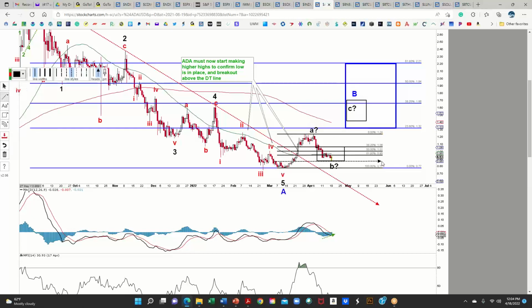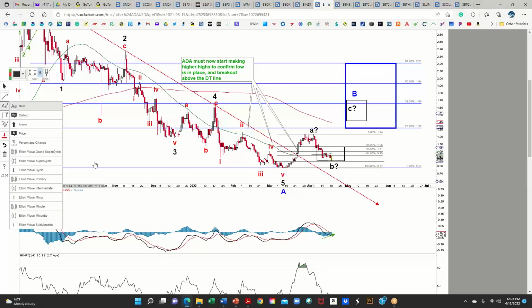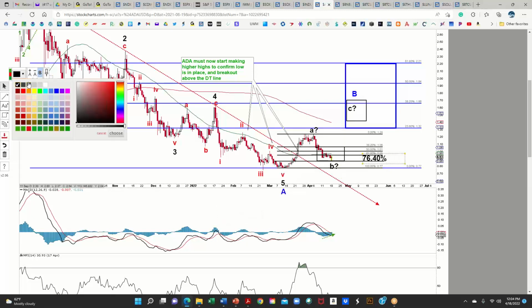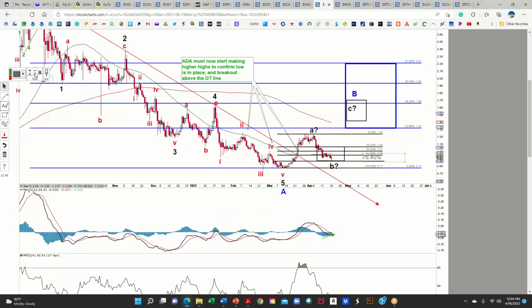Okay, so nothing out of the ordinary here. This is the 76.4% retrace level. So this is really typical Fibonacci stuff. I don't have the number for it, but it's pretty much today's low. So you can see these Fibonacci levels are critically important for the markets. They always have and they always will.